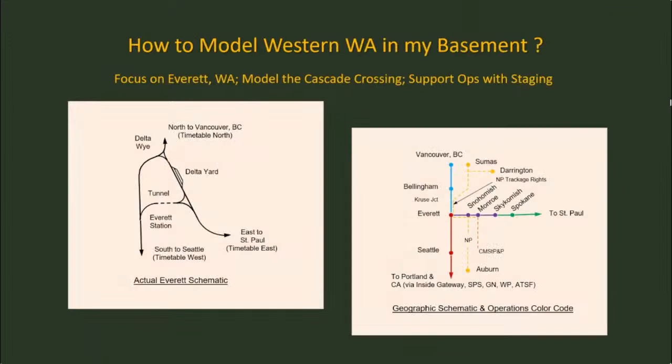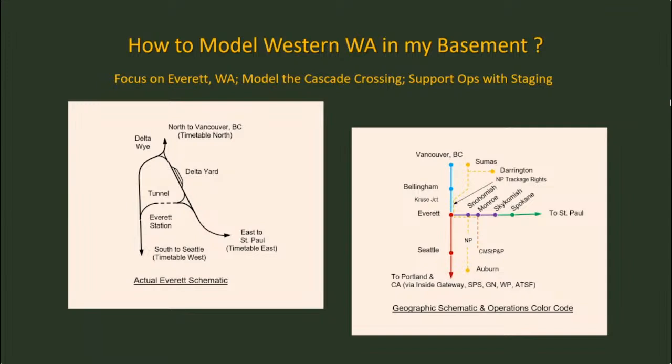So how to put this into a layout. On the left is a schematic of the actual track in Everett. Originally this line coming in from the east was built around a peninsula. So it went up to where Delta Yard is and then back down the left side. And then eventually they added a tunnel under the town of Everett, and that's shown in the lower part. The Everett passenger station was on the left-hand side where the line from the tunnel and the line along the bay there connected, and then Delta Yard, which is a big freight yard, was on the other side.